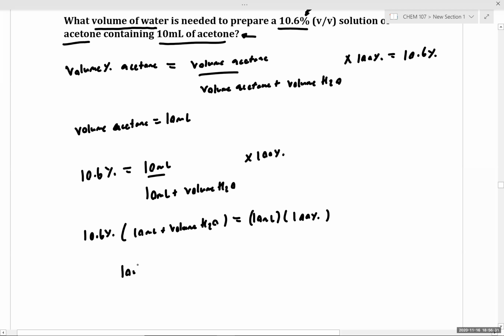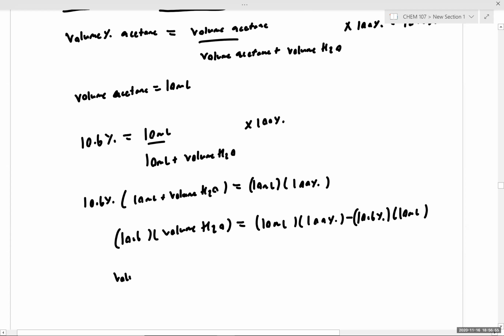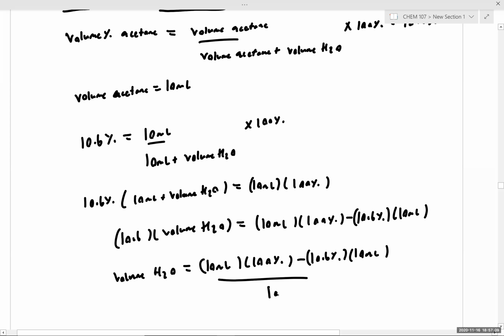So then we know that 10.6% times the volume of water is equal to 10 milliliters times 100% minus 10.6% times 10 mL. We also know then that the volume of water is equal to 10 mL times 100% minus 10.6% times 10 mL over 10.6%.